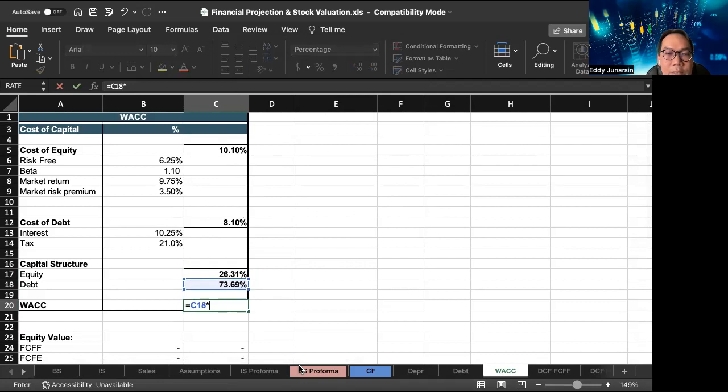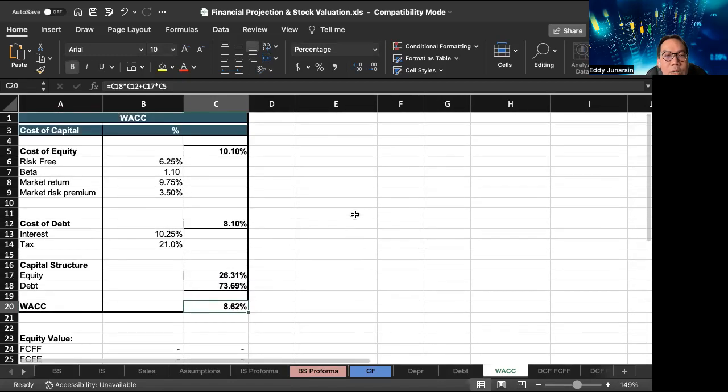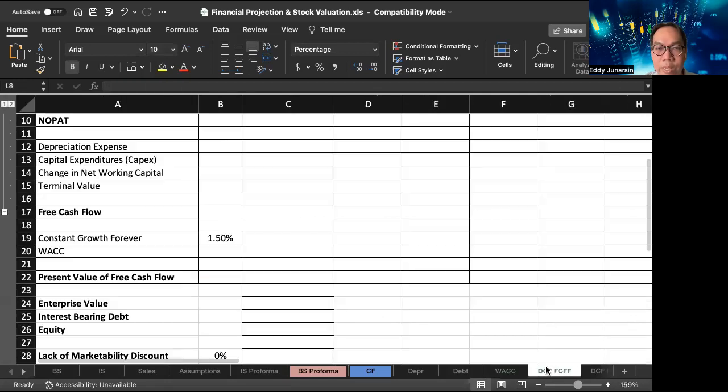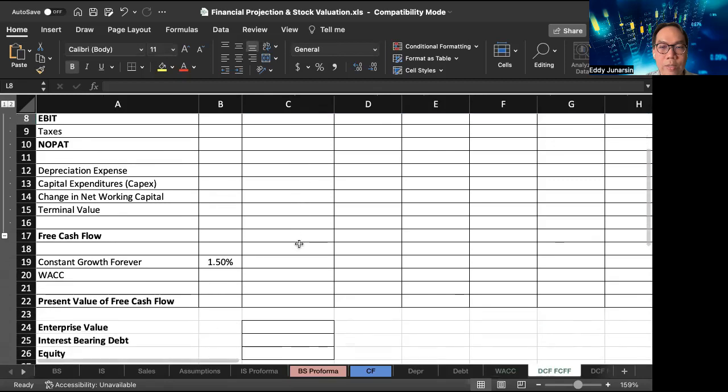So cost of capital: 73% debt times the cost of debt plus 26% equity times cost of equity. Okay, so we got 8.62% for the WACC, the weighted average cost of capital. Then we can go to the next page quickly here.